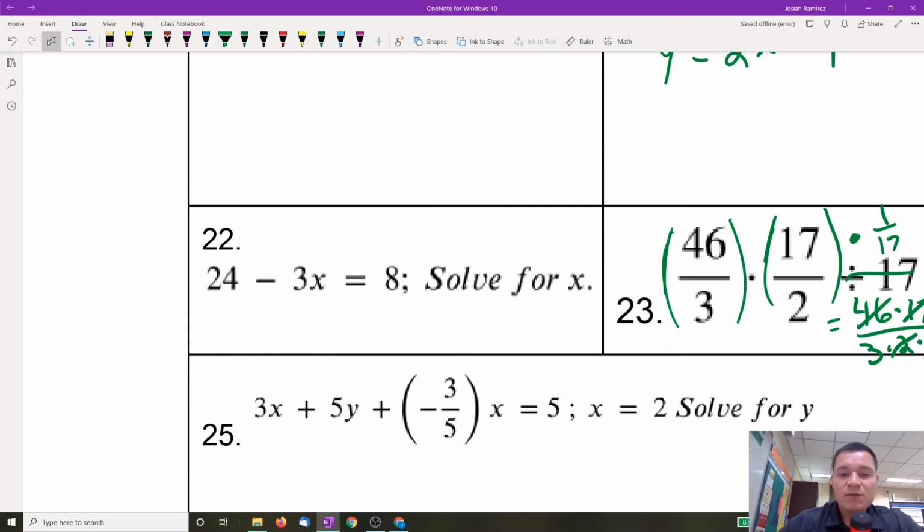Number 22 wants you to solve it for x, so that means let's move the 24. Copy what remains and do 8 minus 24 to get negative 16. We'll need to divide by negative 3 now. And that leaves you with x equals 16 over 3, or 5 1/3.